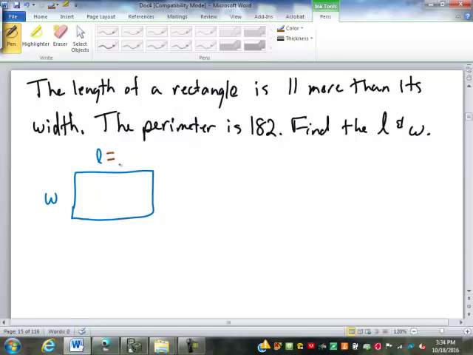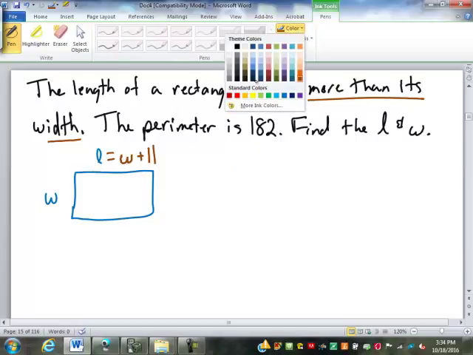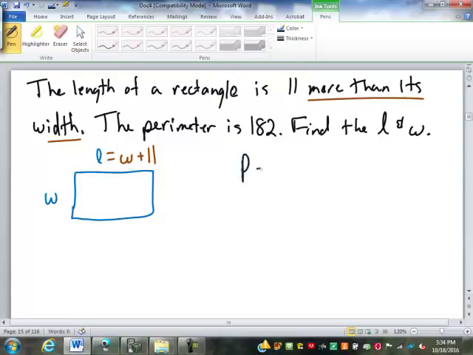The length is 11 more than the width. How would I write 11 more than the width? I'd write it as width plus 11. 11 more than something is 11 added to it. My generic formula for perimeter? Perimeter is equal to 2 times the length plus 2 times the width.